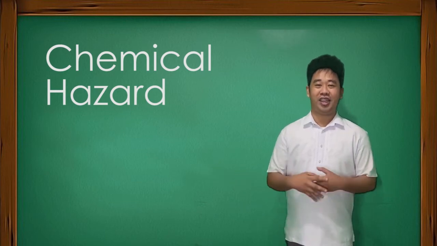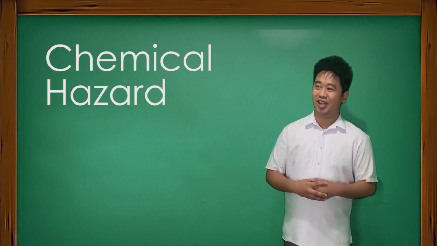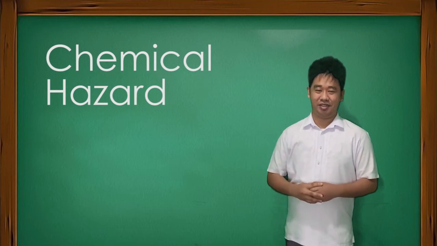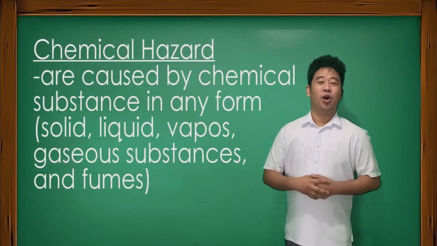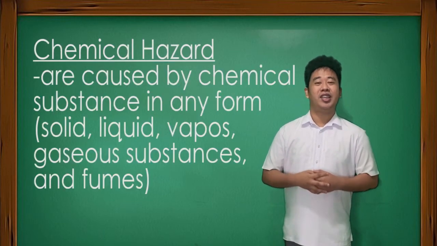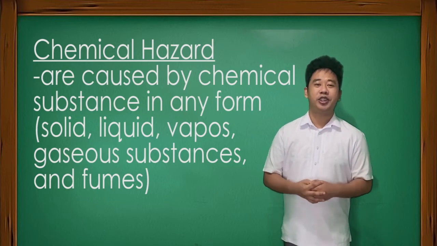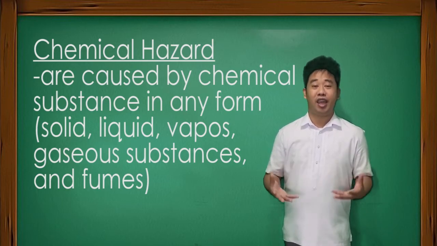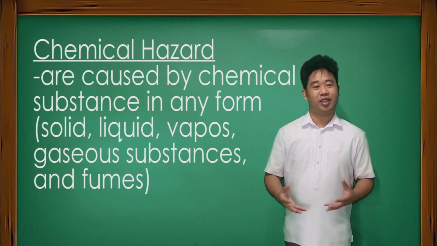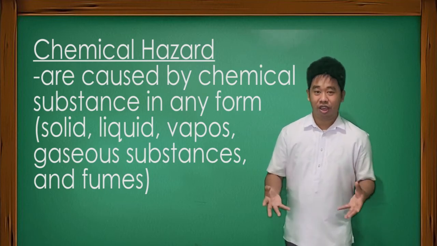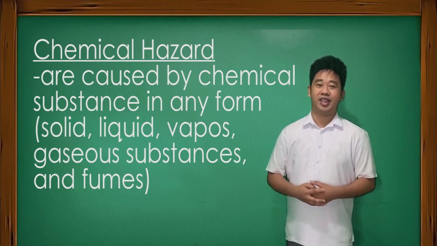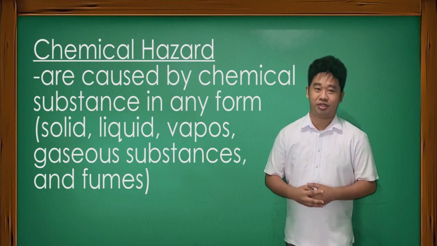The next type of hazard is chemical hazard. Do you have any idea, class, about chemical hazard? Yes, Dexter. Great. When we say chemical hazard, it is a type of hazard caused by chemical substances in any form. It can be liquid, it can be solid, vapor, gaseous substances, dust, or even fumes.